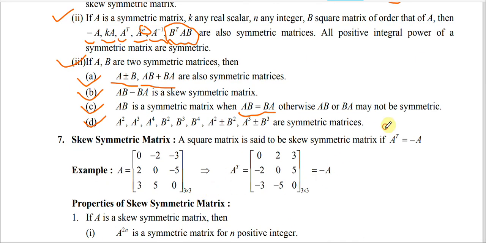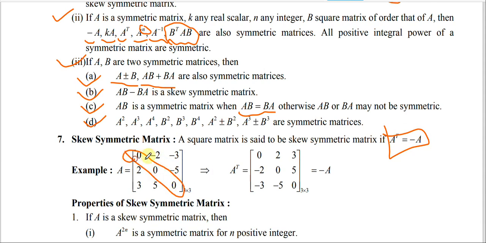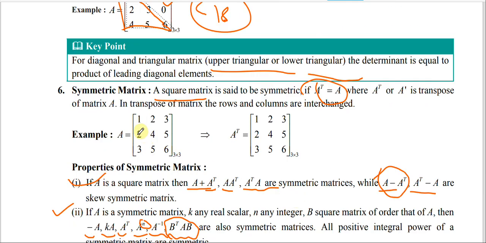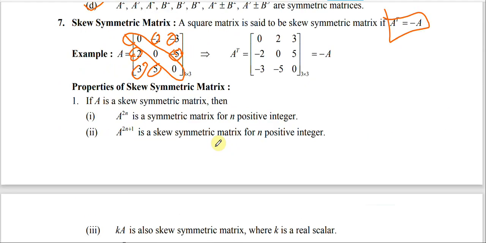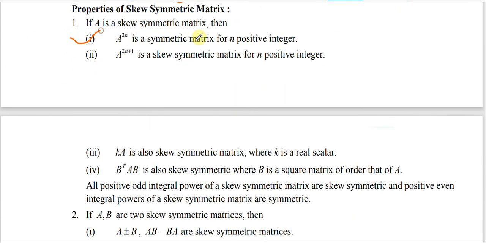Now a skew symmetric matrix: its transpose is minus A, and the diagonal elements will be 0, and all the remaining off-diagonal elements will be symmetric about the principal diagonal. In the diagonal the elements were non-zero before, but the off-diagonal elements were symmetric about the principal diagonal. Its property is A to the power 2n is symmetric, A to the power 2n plus 1 is skew symmetric.